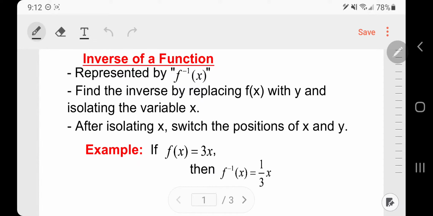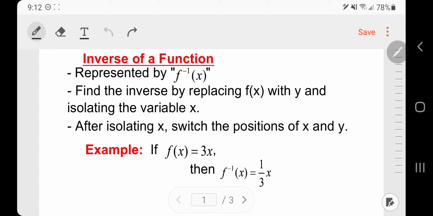Hey everyone. In today's lesson, we're going to take a look at how to find the inverse of a linear function. Okay, so you can see the inverse notation represented right here. It's f of -1 of x, or the input of x is what I meant to say there. Find the inverse by replacing f of x with y.